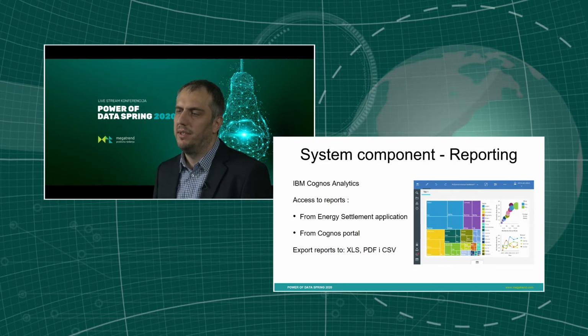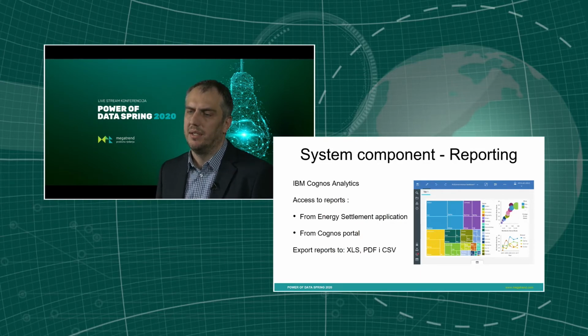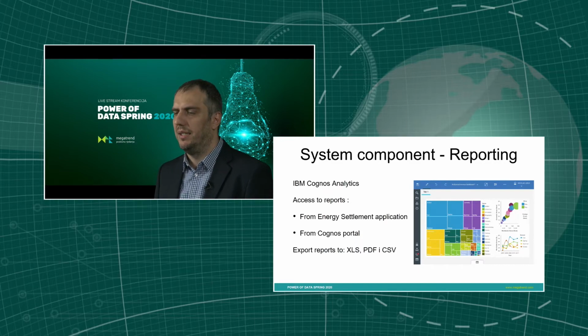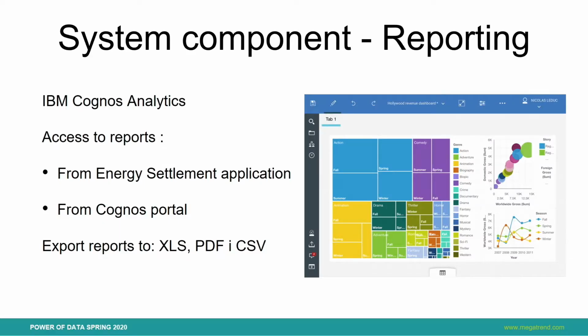The last component is the reporting one. It is done in IBM Cognos Analytics, which is the BI tool we in Megatrend have used for more than 15 years, and we have lots of customers and successful project implementations of Cognos Analytics. Access to the reports is done from the energy settlement application or directly from the Cognos portal.